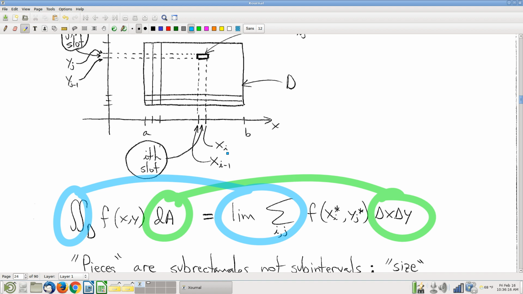I'm not just adding along one of these sort of horizontal slices. I'm not just adding in the I direction. I'm also adding in the J direction. I don't just have n terms. I have n squared terms. So it's kind of plausible that this is like an integral in two directions or something. I'll come back to that a little bit later.